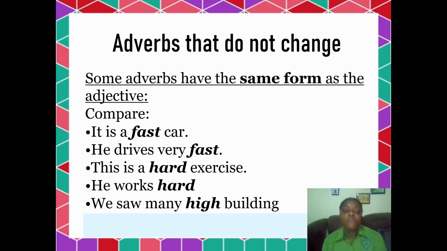There are adverbs that do not change, where they function in the same way or spelling as when the words are functioning as adjectives. Some adverbs have the same form. Let's look at the term fast. It is a fast car. Now, fast is modifying the car here, and the car there is a noun, hence fast is functioning as an adjective.